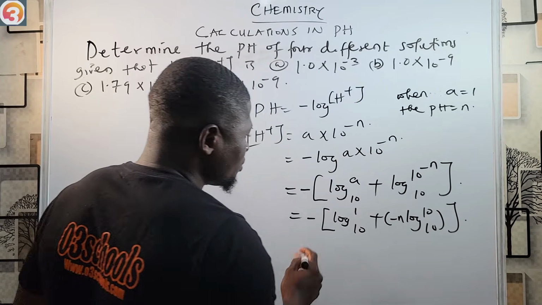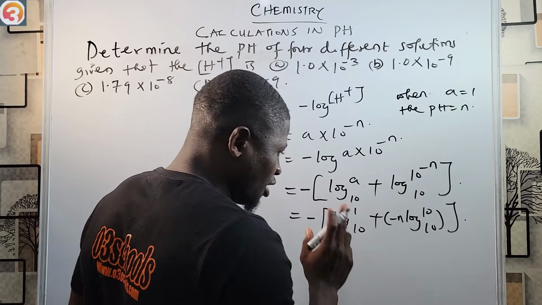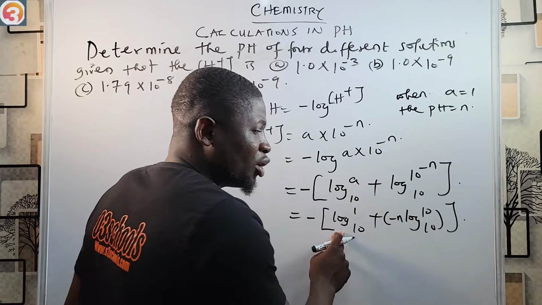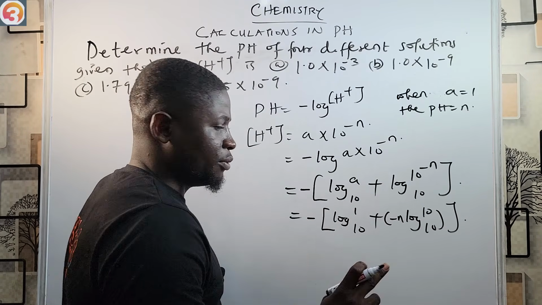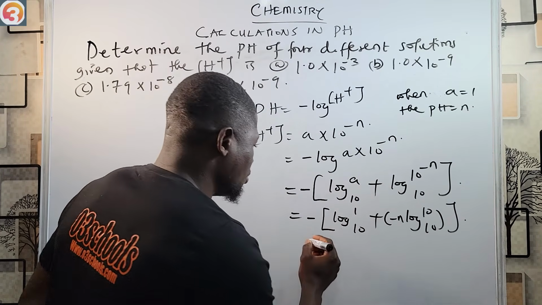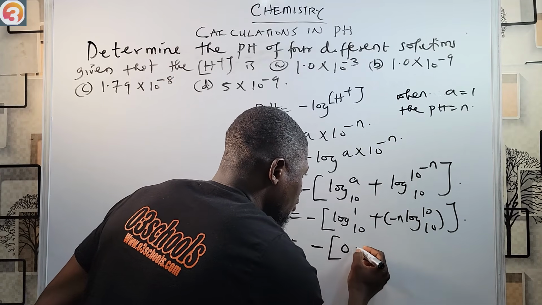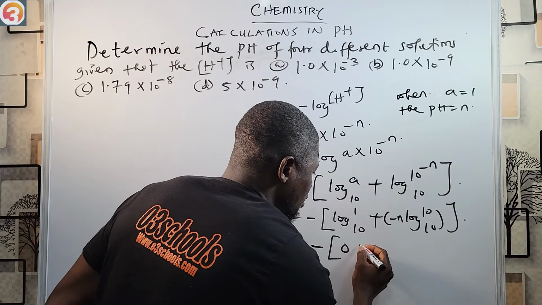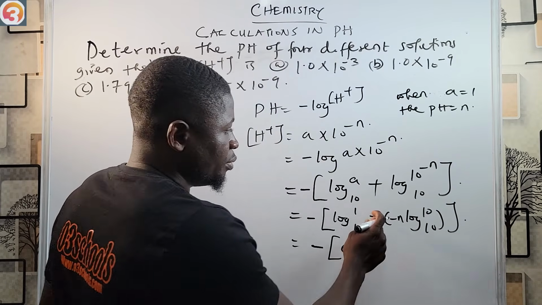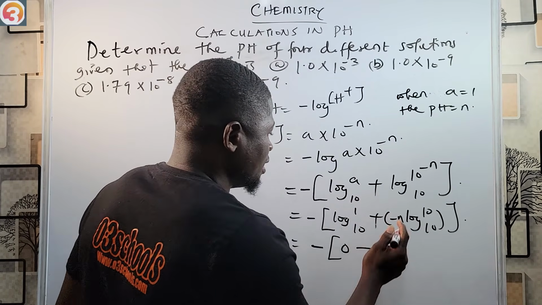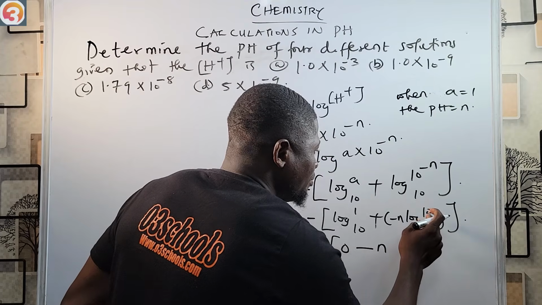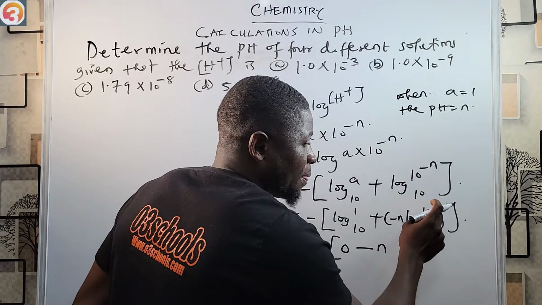Now, in the laws of logarithm, if I have the logarithm of 1 to any base, it is 0. So this one is automatically 0, so I'm going to have minus 0. Then plus times minus is what? Is minus. Plus times minus is minus. All right. Minus n.